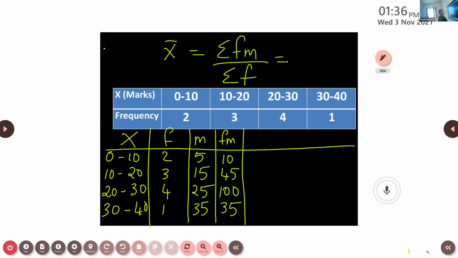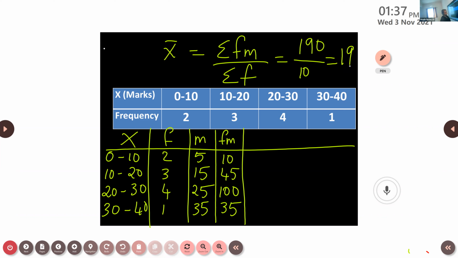Done. What is the answer, Pranav? What is sigma Fm? 190. What is sigma F? 10. So you will be getting the answer as 19. Okay, now you got the actual mean here.